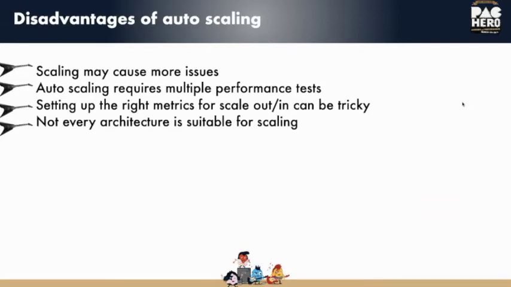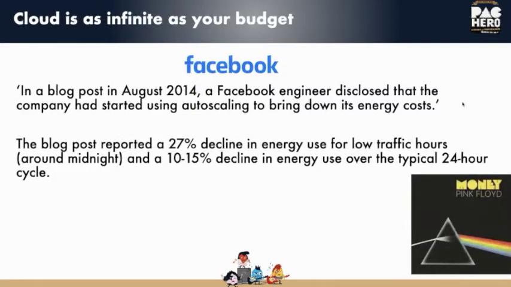Autoscaling also requires a lot of performance testing, because you need to fine-tune the way you're autoscaling, on which metrics you're going to scale. Again, setting up the right metrics for scaling out and in can be tricky. If we go back, I always say cloud is as infinite as your budget. When your money is up, Amazon or Google says, well, no more computing power for you. So decreasing cost by implementing autoscaling can be really beneficial for any organization.